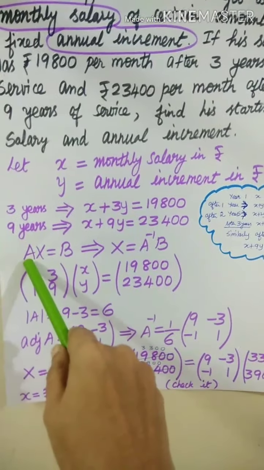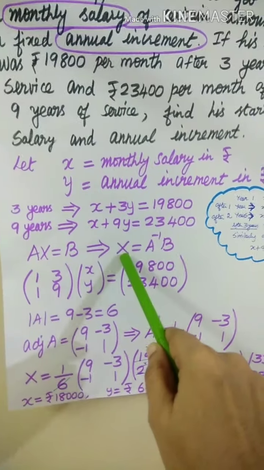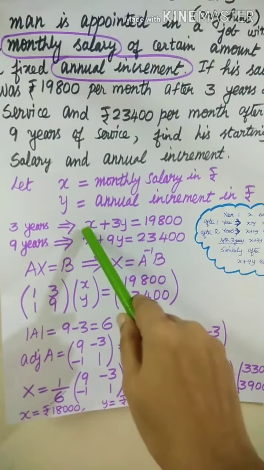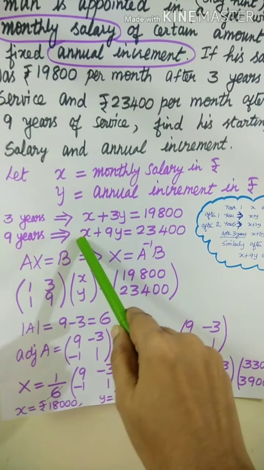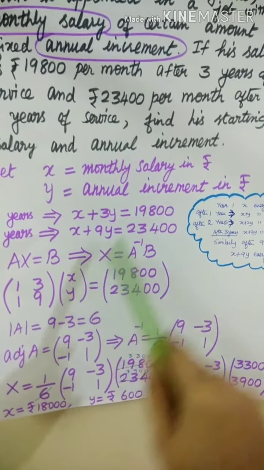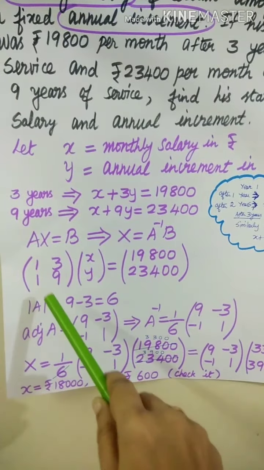So now we recall the matrix inversion method. Supposing I write the equation as AX equals B, I will arrive at X is equal to A inverse B. So what is A? All the numbers that are in the equation: 1, 3, 1, 9. Into the variables X and Y. The right hand side I will call B. And remember, we have to proceed with A inverse.